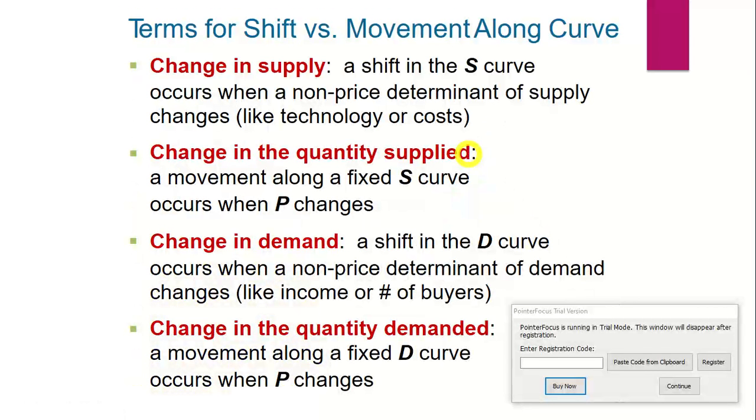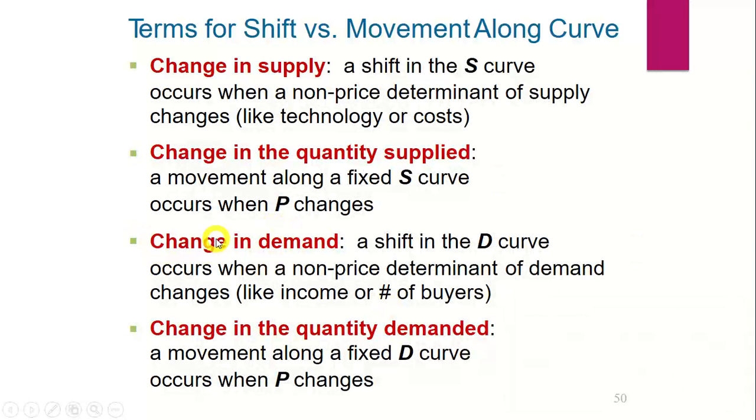Now come the terms for shift versus movement along a curve. A change in supply, a shift in the supply curve, occurs when a non-price determinant of supply changes, like technology or input costs. A change in the quantity supplied, a movement along a fixed supply curve, occurs when the price of the product changes.